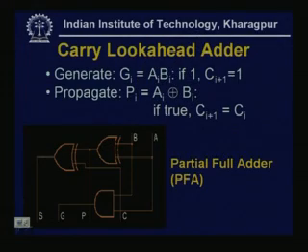So from there we propose two functions. Generate, Gi is AiBi; if it is 1 then Ci plus 1 equal to 1. And propagate is Ai XOR Bi; if true, meaning 1, then Ci plus 1 equal to Ci. So if it is a partial full adder, this concept of generate and propagate is utilized here.